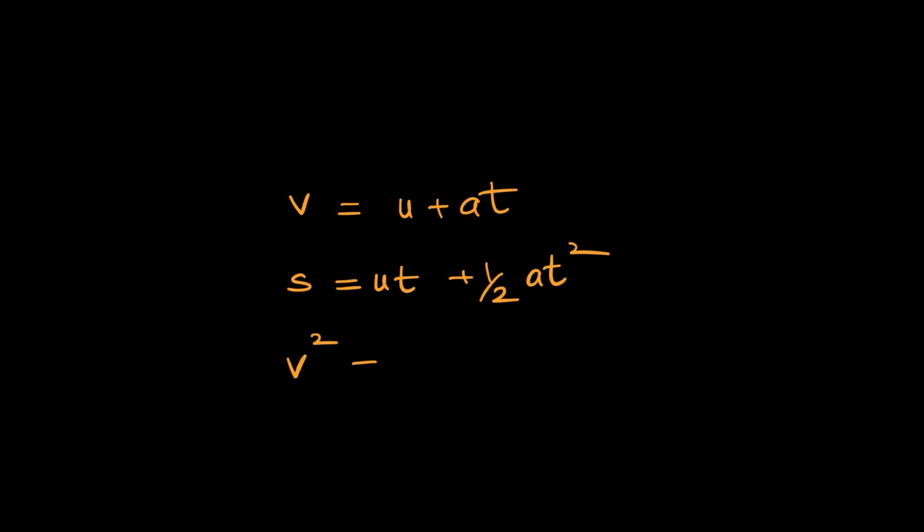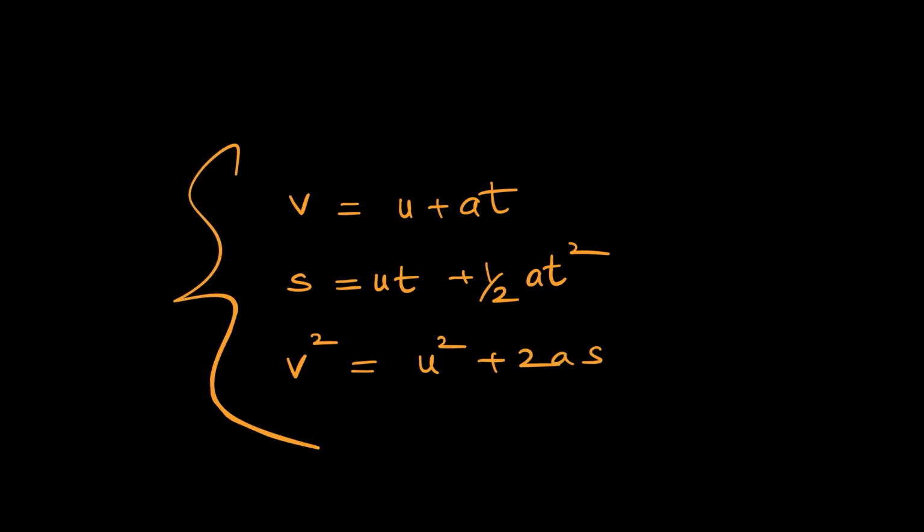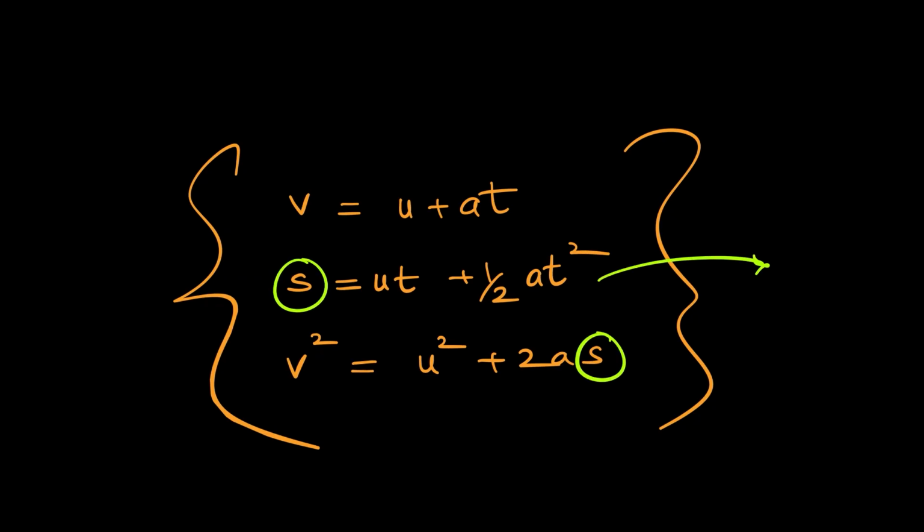So what have we learned in this particular video? We have used all three formulas of equations of motion. V equals U plus AT, S equals UT plus half AT squared, and V squared equals U squared plus 2AS in this particular video. And we found the value of distance in two different ways by using two different formulas.